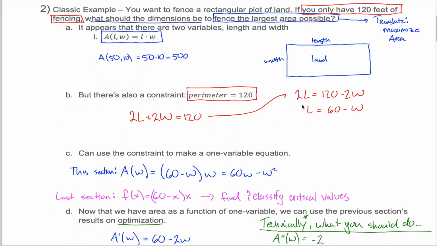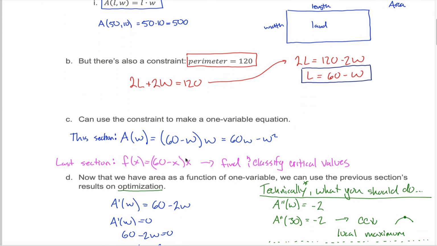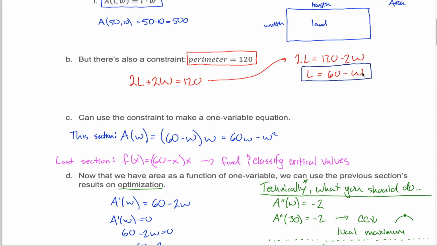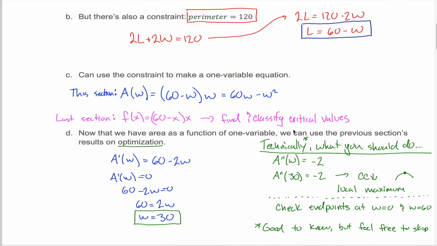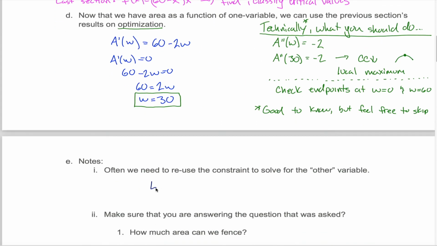Fortunately, our constraint up here will always be solved for the other variable, because the way we got rid of the L's in this two variable equation was substitution. And in order to do substitution, we had to solve for the variable that we were substituting out. What I'm saying is we can reuse this form of our constraint, that L is equal to 60 minus W, and the fact that W is equal to 30, to figure out that L is equal to 60 minus 30, in other words, 30. Oh, the length and the width are both 30.